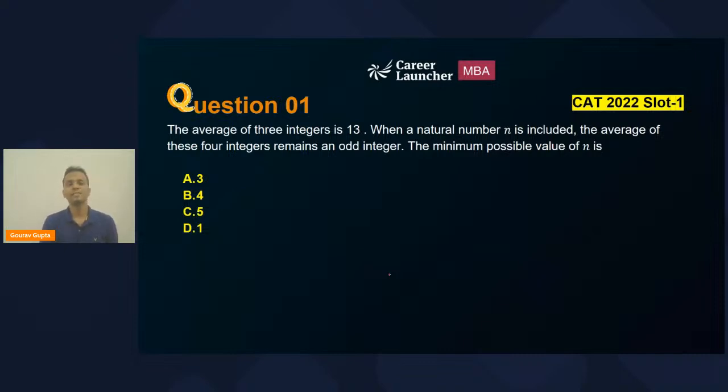The question is: the average of three integers is 13. When a natural number n is included, the average of these four integers remains an odd integer. The minimum possible value of n is which one among the following options? I will have to minimize the value of n. Once again, you can use the method that I taught you yesterday to get a quick answer for this question. Now we will have to find out the minimum possible value of n, so focus on finding the minimum possible value of n.